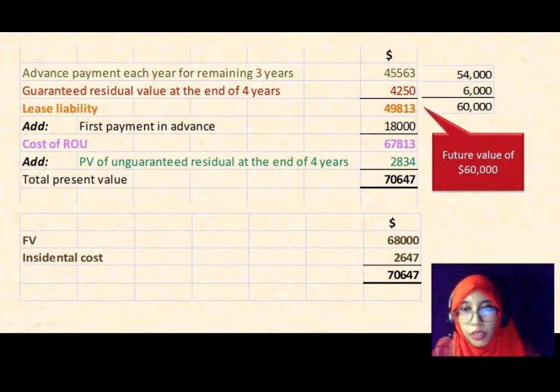Okay, so we need to add the first payment in advance, which is 18,000, and this is our ROU, 67,813, and we need to add the unguaranteed residual at the end of 4 years, which is 2,834. You will get this amount. And in order to know whether you're doing it right or not, you can add fair value with incidental cost, 68,000 plus 2,647. You will get the same amount, which is 70,647.